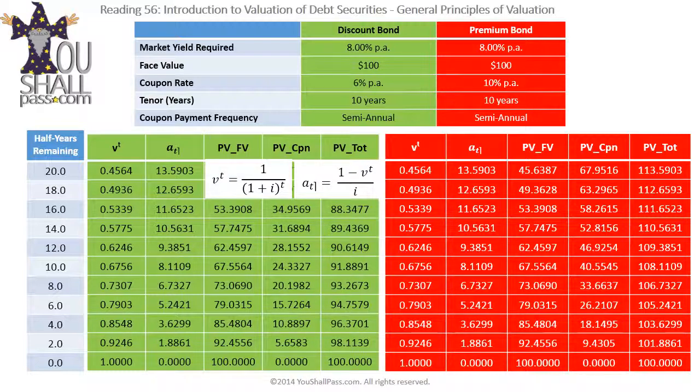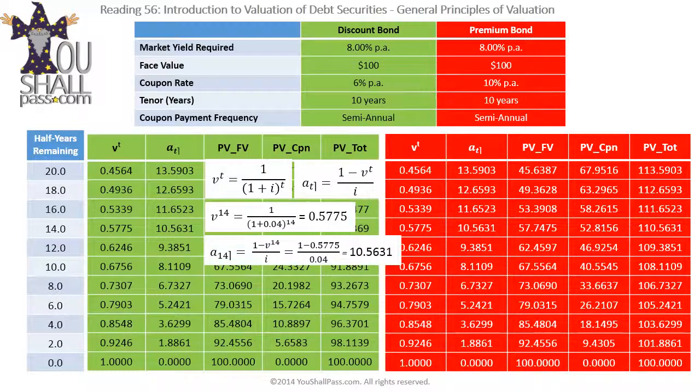So for instance, if we were to calculate the discount factor standing at the point in time when there are 14 half years or 7 full years remaining in the life of the bond, the discount factor would be the reciprocal of 1 plus half the annual discount rate, that is 1.04 raised to the power 14. The annuity would be worked out by subtracting the discount factor from 1 and then dividing that by the interest rate used to work out the discount factor, being 4% here. As I said, you are strongly encouraged to manually work out and replicate the discount and annuity factors for a few more maturities presented here before proceeding with the rest of this video.